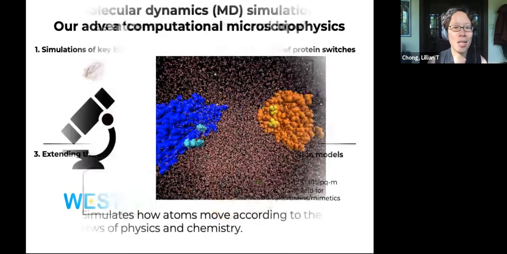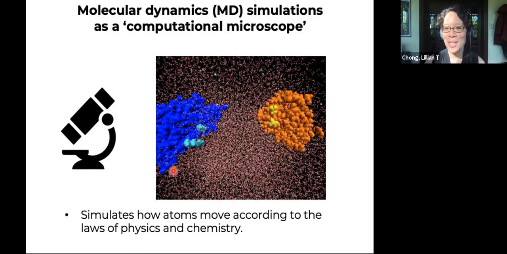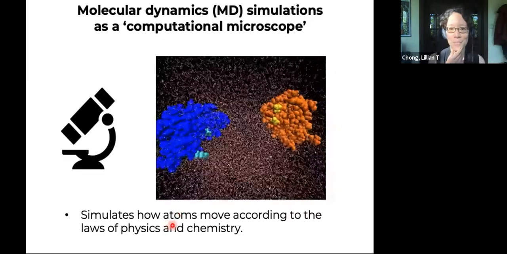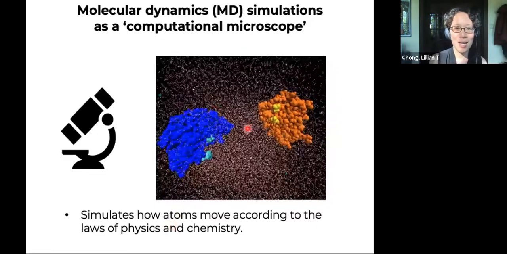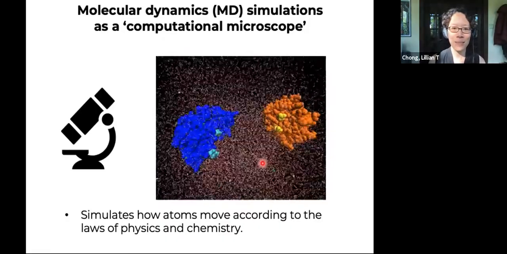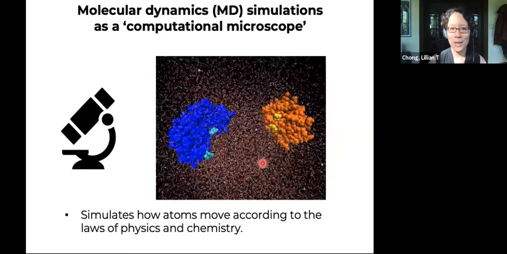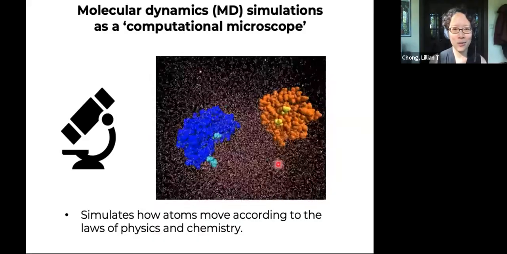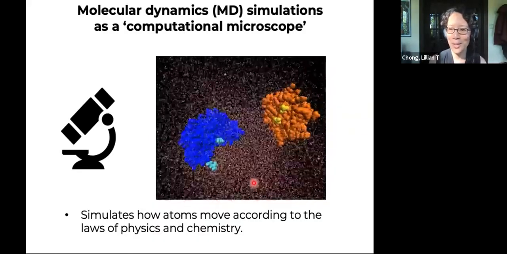And our main instrument in the lab is a computational microscope involving molecular dynamics simulations. So this, as some of you are familiar with, are simulations of how atoms move according to physics and chemistry. Shown here is the binding process of Barnase and barstar, 2 proteins diffusing towards each other in a box of water molecules. So these flickering molecules are the water molecules.